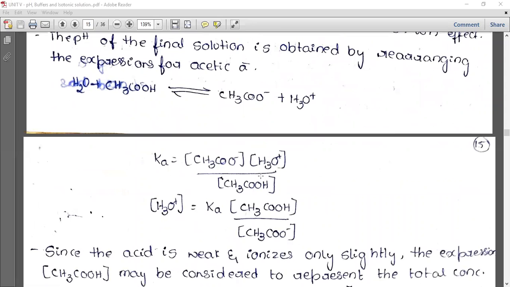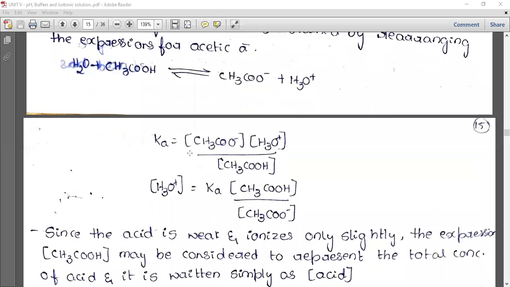Just rearrange this particular equation. So CH3, keep it as it is, Ka as it is. So take this towards left hand side. So it becomes Ka into CH3COOH. And since we are keeping this as it is, when it comes to the left hand side, since here it's multiplying, it will divide when it comes to left hand side. So it becomes Ka into CH3COOH divided by CH3COO minus is equal to H3O plus.